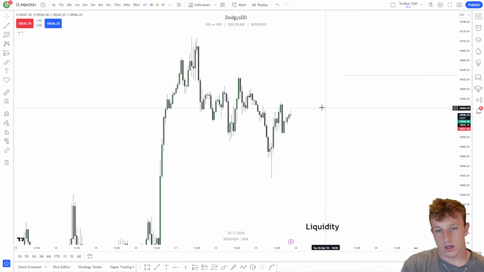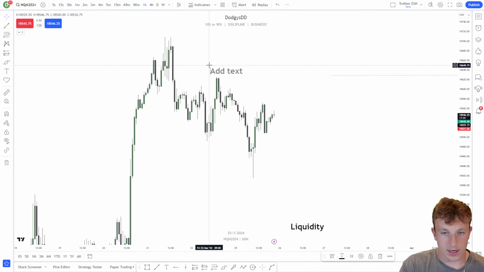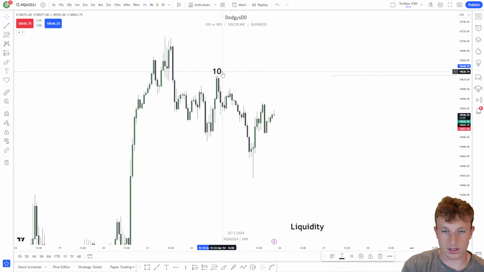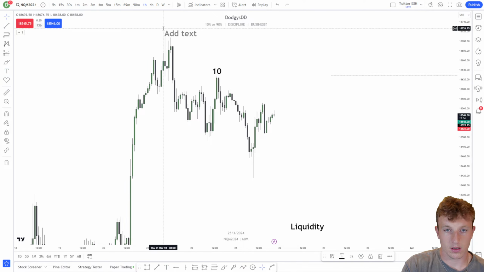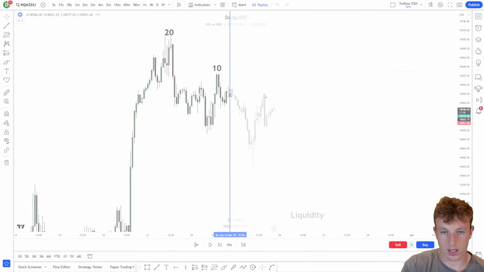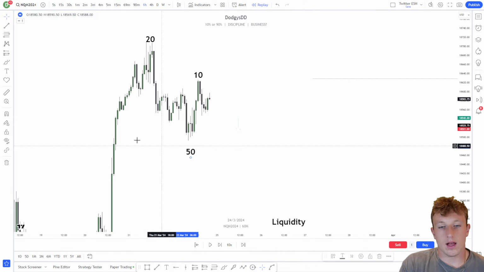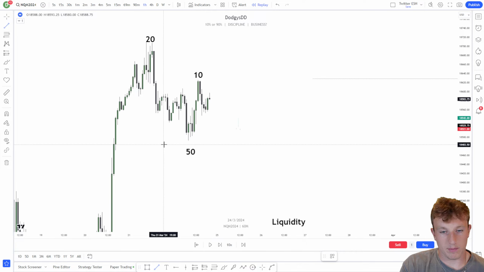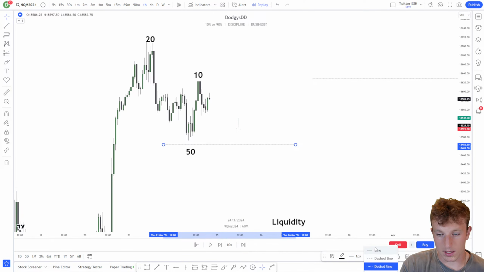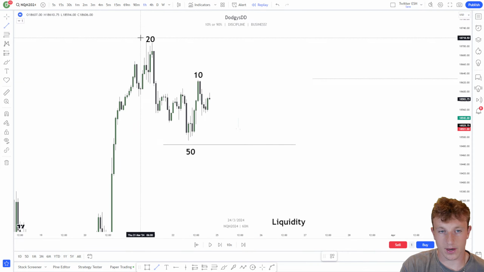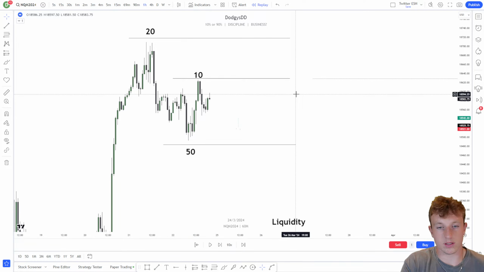Now, what you're going to notice is, let's say there's 10 people who place their stop loss here, and there's 20 people who place their stop loss here, and let's say there's 50 people who place their stop loss here. Now, this is where the 50 people place their stop loss, at this black line. Let me just draw it out for you. And this is where 20 people place their stop loss, and this is where 10 people place their stop losses.